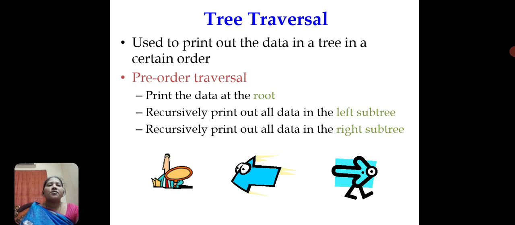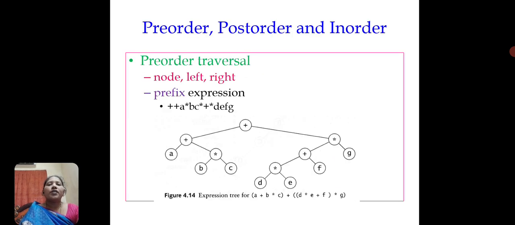So the last concept we are going to see today is tree traversals. Tree traversals are used to print out the data in a tree using a certain order. Here you have three types of order: pre-order, post-order and in-order. In the pre-order traversal, you print the root node first, then the left subtree node, and then the right subtree node. Whereas in post-order, you print the left node first, the right node second, and the root node last. Whereas in in-order, the root node is printed in between: left node first, root node, and then the right node.